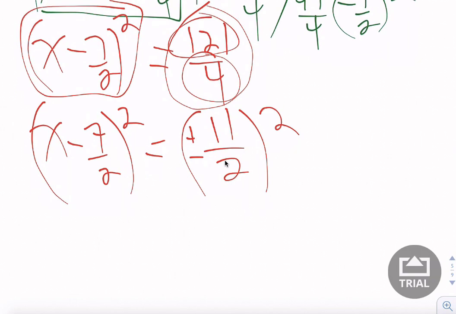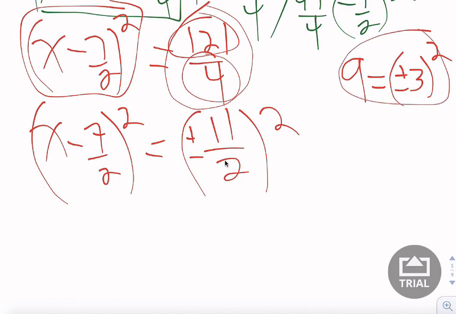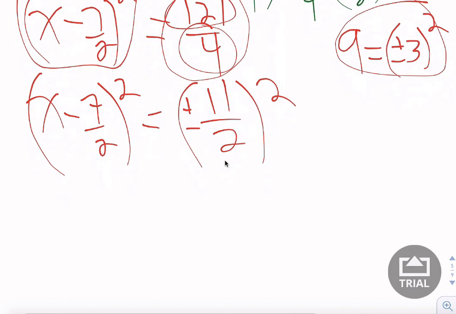And I want you to think about that for a second. What I did is I just took the square root of 121, the square root of 4, and then put the square outside. It's no different than writing this: I could have 9 equals plus and minus 3 squared, right? It's the same idea. Now that the squares are complete, I need to solve my equation.